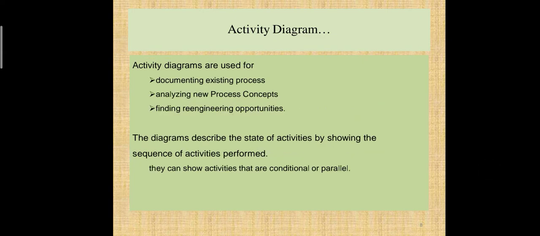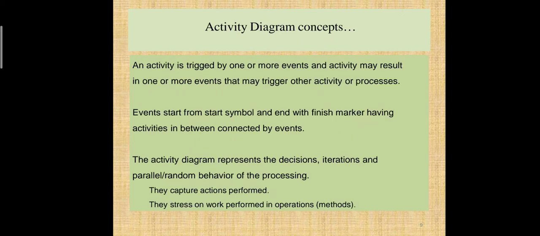Now, what are the uses of the activity diagram? They are listed here. First is documenting an existing process. If we want to document the process, then we can use the activity diagram. Second, analyzing the new process concept. And third, finding re-engineering opportunities. That's why we are using the activity diagram. The diagram describes the state of activities by showing the sequence of activities performed. They can show activities that are conditional or parallel.